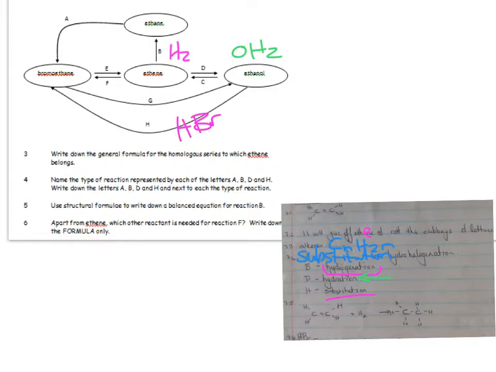Using structural formulae, write down the balanced equation for reaction B over there. So I'm going to take the ethene, and that's got the double bond in it. I'm going to add hydrogen to it, and it is then going to open up that double bond, and I will get ethane. And apart from ethene, which other reactant is needed for reaction F? So F is ethene, and we need to go to bromoethane. So again, I need to add hydrogen bromide to that in order to be able to get a single bromine onto the ethane molecule.